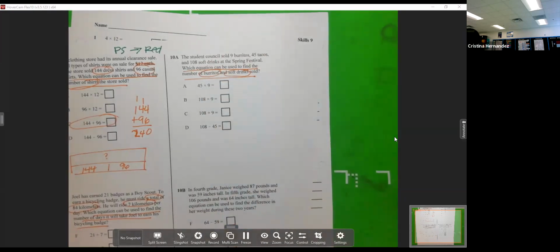The number of burritos and soft drinks. So what are we going to need to do? What numbers are we going to need? What numbers are we going to need here and not need here?